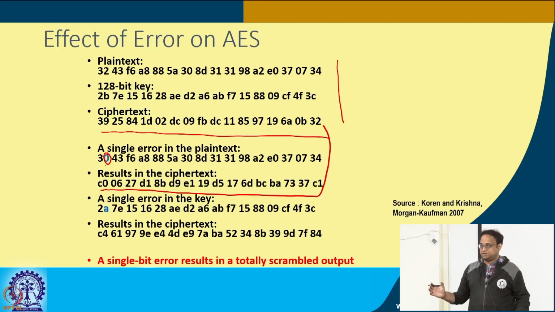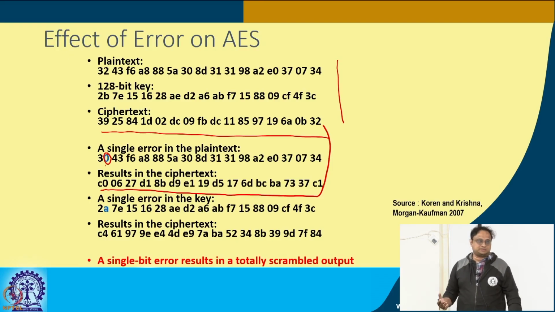So there is an avalanche. I was telling you about avalanche in yesterday's class. So there is an avalanche, okay? Likewise, if you make a single change in the key, a single error in the key, that also leads to an avalanche, a completely unrelated cipher, okay? So this is a desirable property of any good cipher.